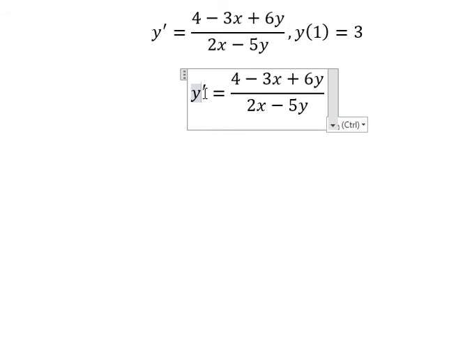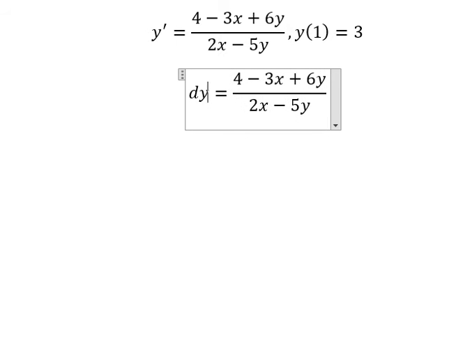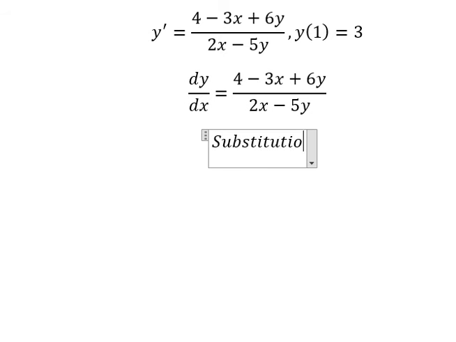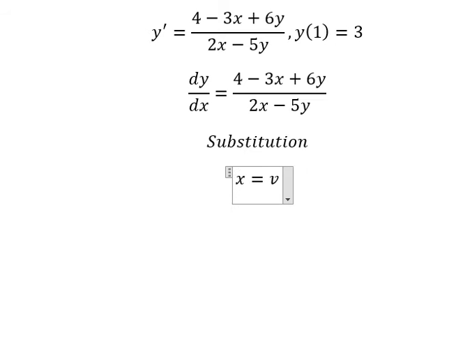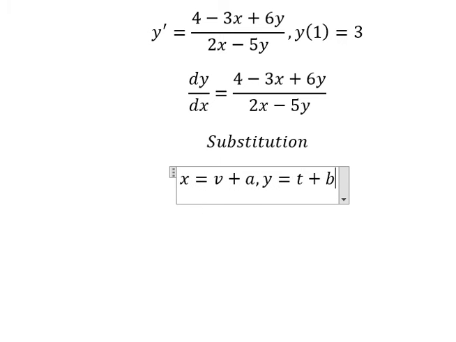This one I will change into dy over dx. Now we need to use substitution. So I will put s equal to v plus a. V is the variable, a is the constant, y equal to t plus b. This one is the variable, b is the constant.